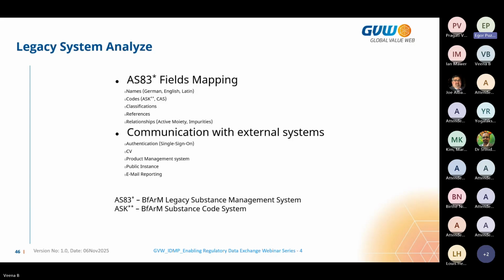So what is part of the legacy system analysis? Here, as I already said, in our example, our old system is IS-83, the BfArM legacy substance management system. It contains information about names, German, English, and Latin names, and codes. This was ASK. ASK is the BfArM substance code system. Then we have CAS as well in IS-83. Then we have classification, references, relationships, active moieties, and impurities.